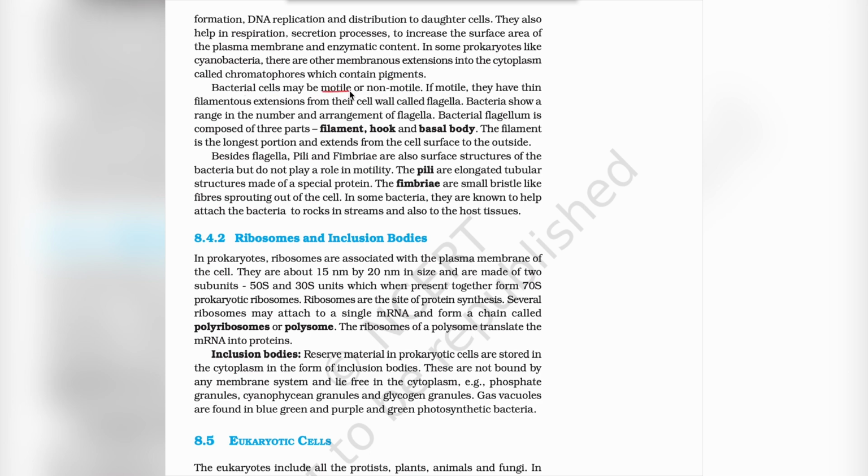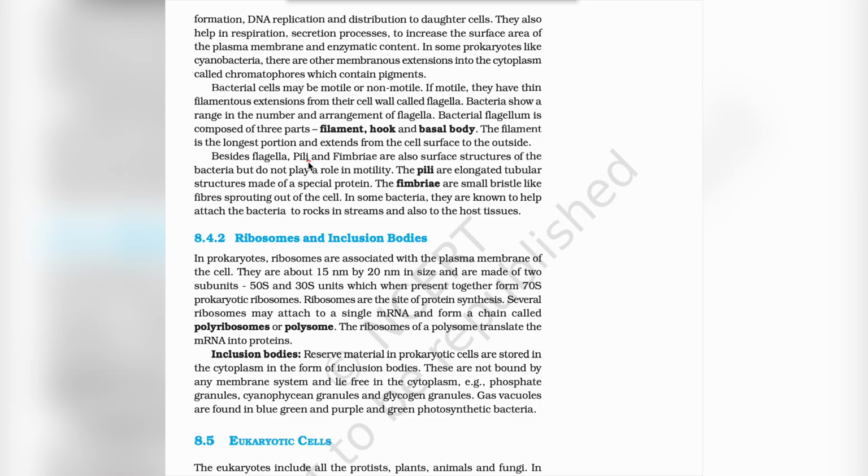Bacterial cell may be motile or non-motile. If motile, they have thin filamentous extensions from their cell wall called flagella. Bacteria show a range in the number and arrangement of flagella. Bacterial flagellum is composed of three parts: filament, hook and basal body. The filament is the longest portion and extends from the cell surface to the outside.